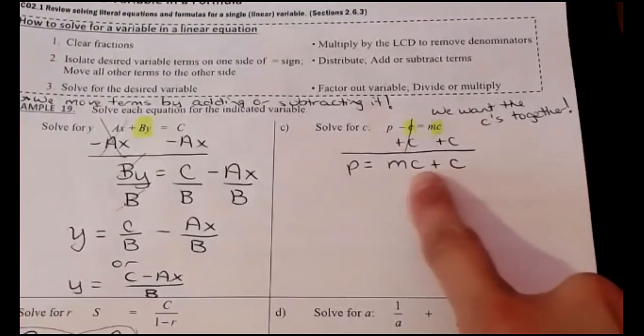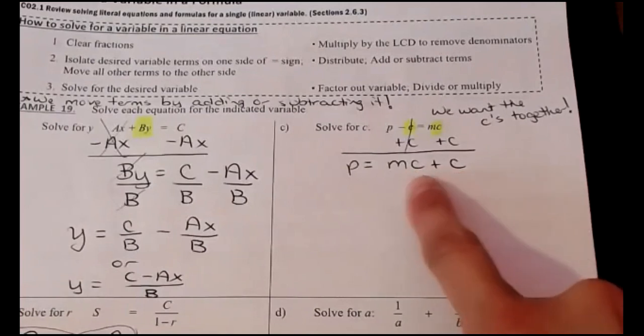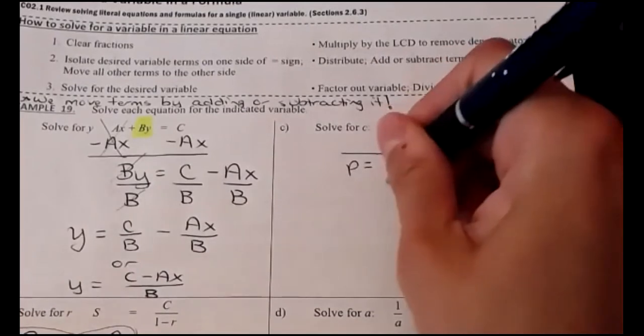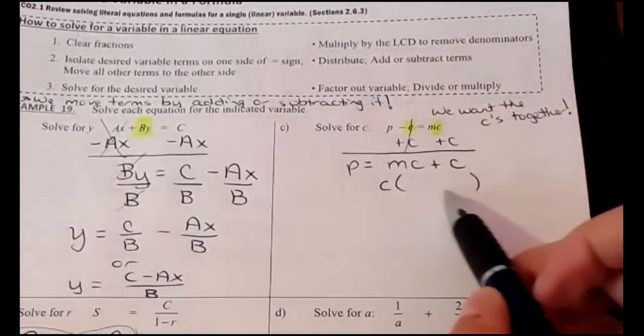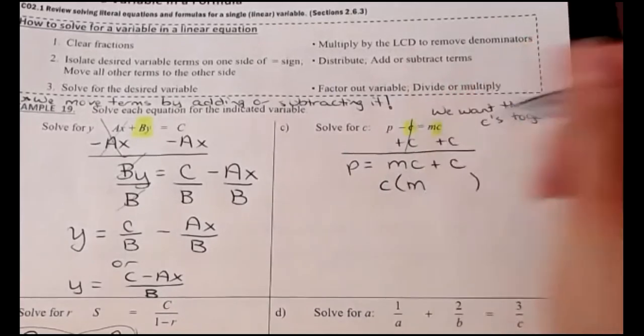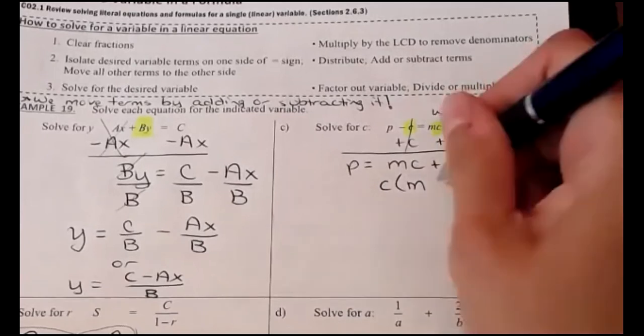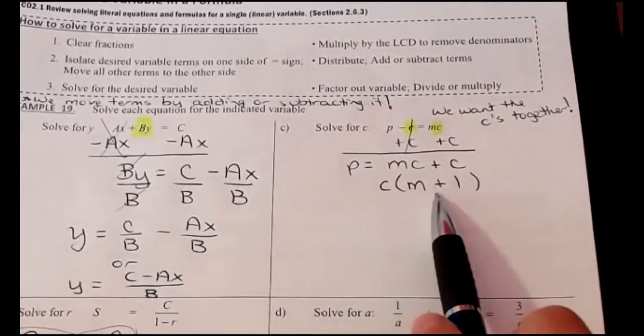Ooh, this is where we get fancy with it. This is something we haven't done yet. This is totally new. So we see that we have a GCF. If I factor out a C from both terms, what's left? M. This one. Yes. If I factor that C out, I'm left with M plus 1.